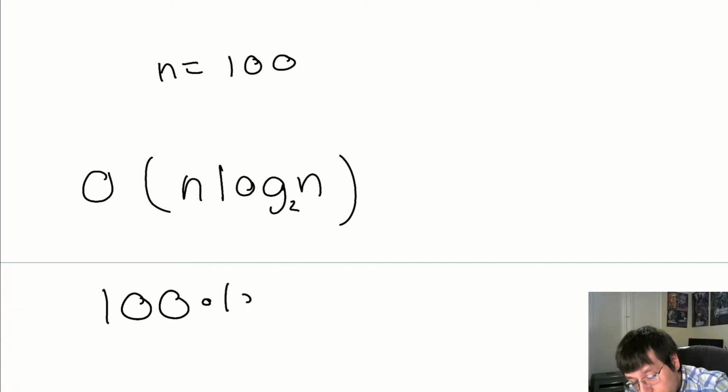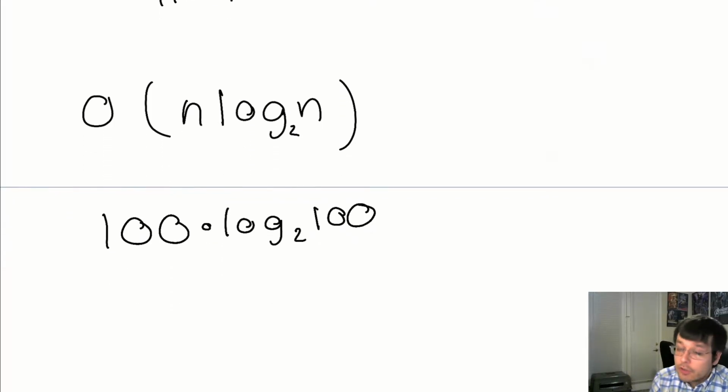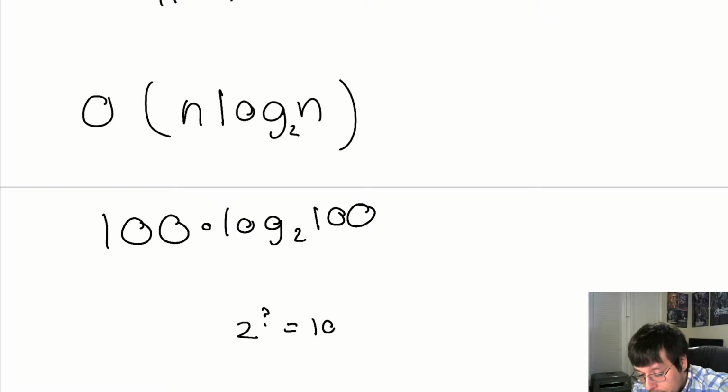So 100 times log base 2 of 100. Now, this is just a number you can just plug in. Logarithms, if you don't remember what they are, it just means 2 to what power is equal to 100. So 2 to some exponent is equal to 100. So you could just plug this into the computer.